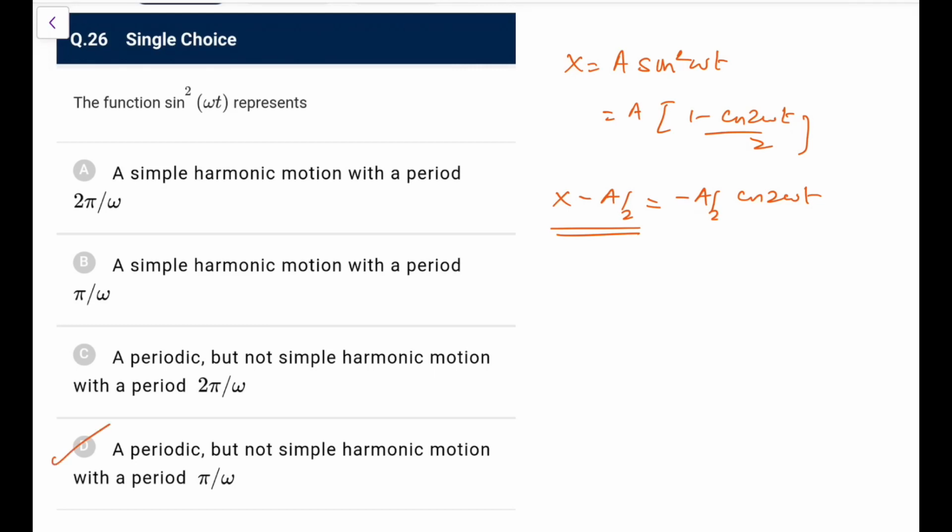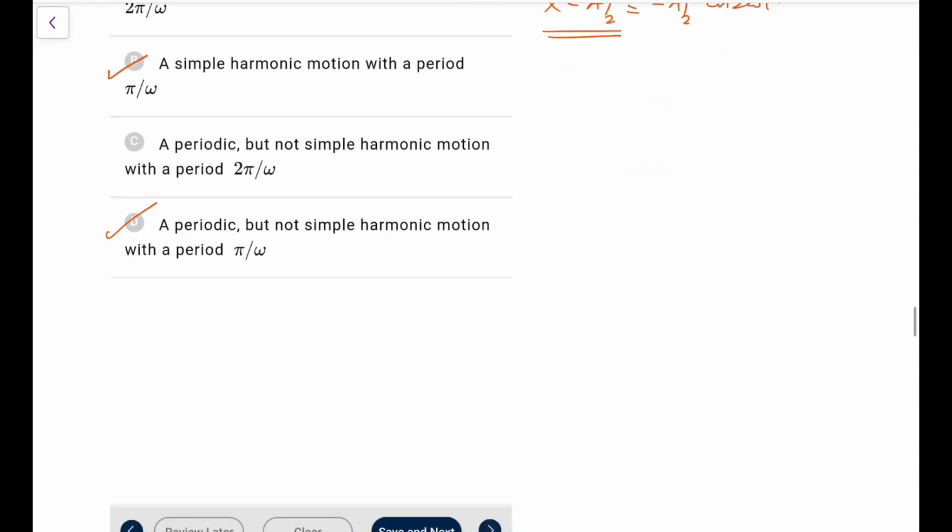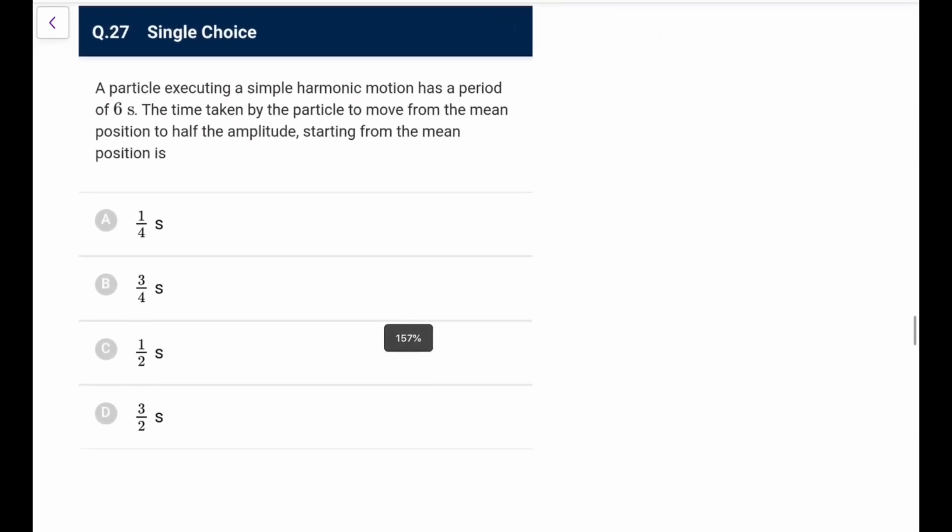So NT has gone for D, and I personally feel it could be B, so I don't know what to give, so no comments from my side, I'll go for B.